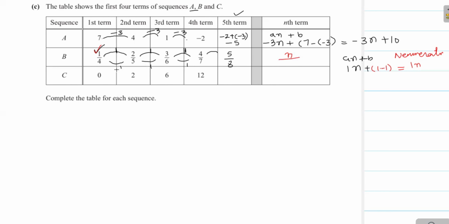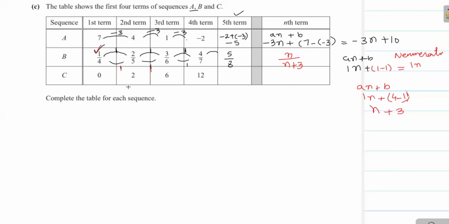The nth term of the denominator. Look here, the difference between the denominators is also the same. Therefore, this is also a linear sequence. And therefore, we will calculate the linear sequence by using this formula an plus b. Look here, a is the difference. The difference here is 1 in the denominator. Therefore, we write 1n plus b. B is the difference between the first value and the first difference value. The first value is 4. The first difference value here is 1. 4 minus 1 is 3. Now n plus 3.